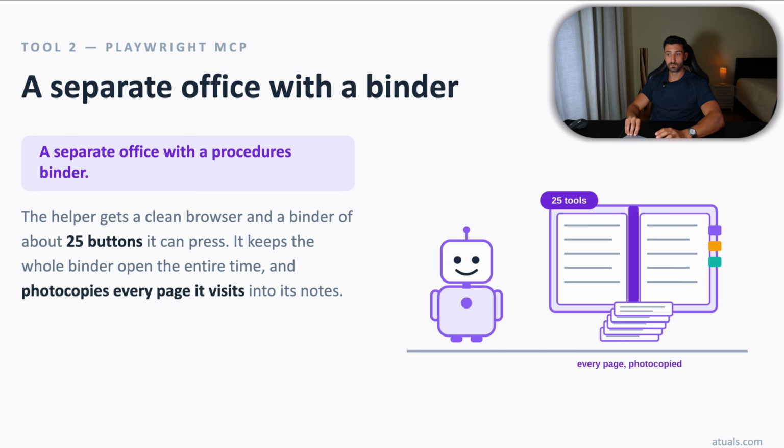This second tool, you can see it as a separate office with a binder. Basically you have your own office with a list of buttons that you can use to extract data from the browser and interact with the browser, like clicking buttons, listing elements, and so on. And it's good if you have some kind of automation that is repeatable, so you always do the same thing.